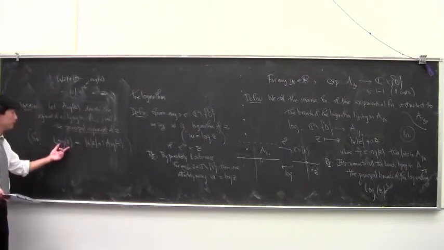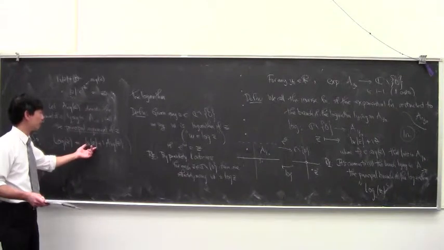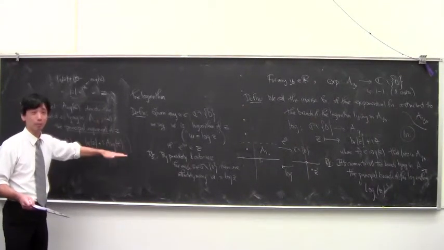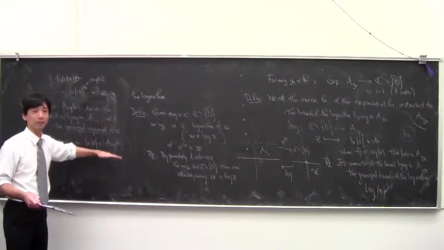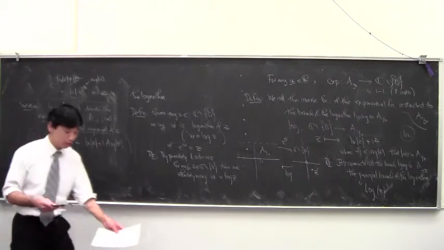Okay. So the principal log is going to be the logarithm whose argument lies in the negative pi to pi interval, and all the other logs, right?